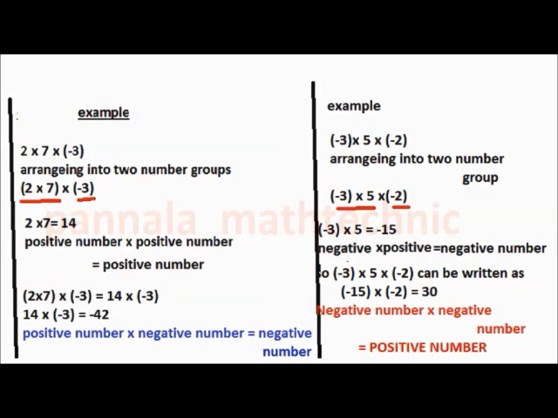So minus 15 now multiplies with minus 2. Both are negative numbers. So a negative number multiplied by a negative number results in a positive number. So minus 15 multiplied by minus 2 gives 30.